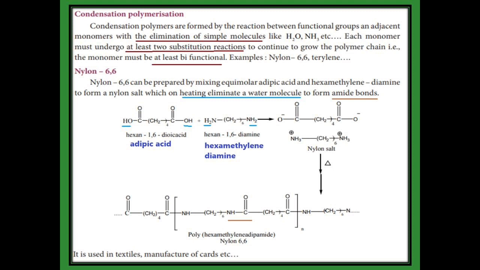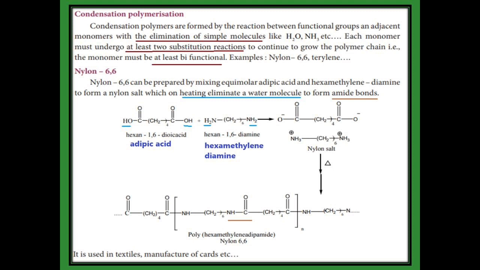For example, nylon 6,6 is prepared by mixing equal moles of adipic acid and hexamethylene diamine. In adipic acid, see how many carbons are there? 6 carbons, so hex, and single bonds, so ane, and the first carbon and sixth carbon have acid groups, so hexane-1,6-dioic acid, that is called adipic acid. The next one, in hexamethylene diamine there are 6 carbons, CH2 is called methylene, so 6 methylene groups are there and 2 amines are there, so it is hexamethylene diamine.